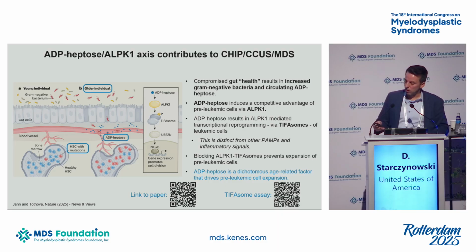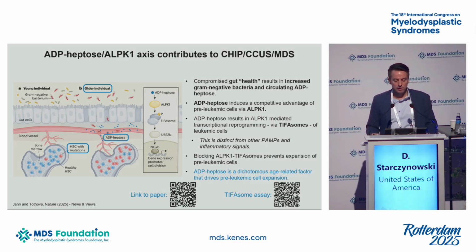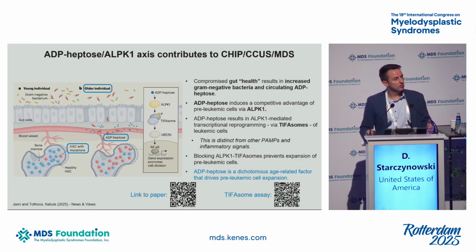We also show that if we intervene and block ALPK1 signaling in these pre-leukemic cells, we can prevent the expansion. So the take-home message is that there's an age-related metabolite in our circulation, ADP heptose. It's a dichotomous factor. If you're young, you typically don't have it. As you age, the levels increase, and this drives the expansion of these pre-leukemic cells.